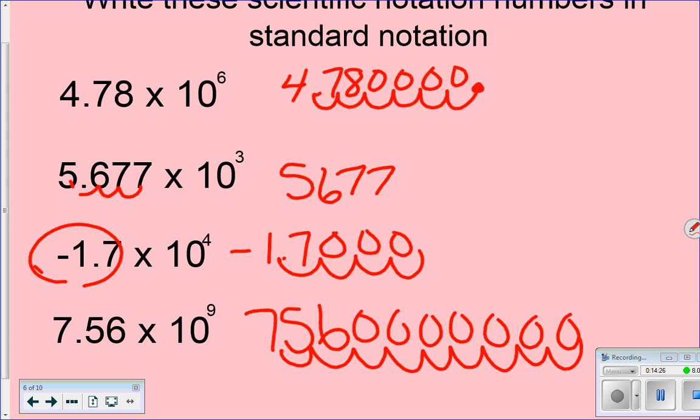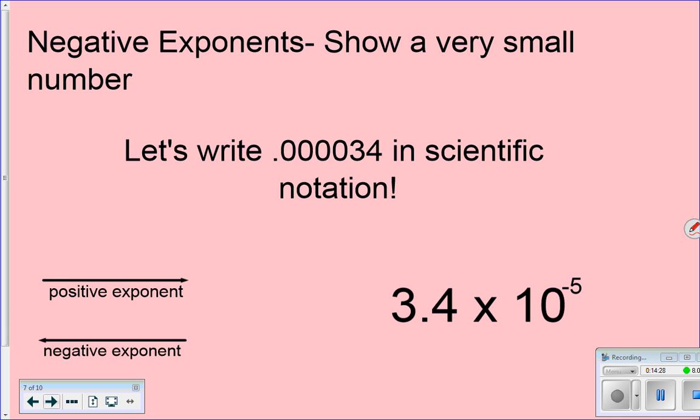Can I go to the next slide? Okay, so we talked about positive exponents. In your notes, write this down. Positive exponent, you're going to move to the right. And we just talked about that. Negative exponents, guess what? You're going to move to the left. So we just talked about those. Let's check those off the list. Okay? Now we're going to talk about the negative exponents that you guys are wondering about.